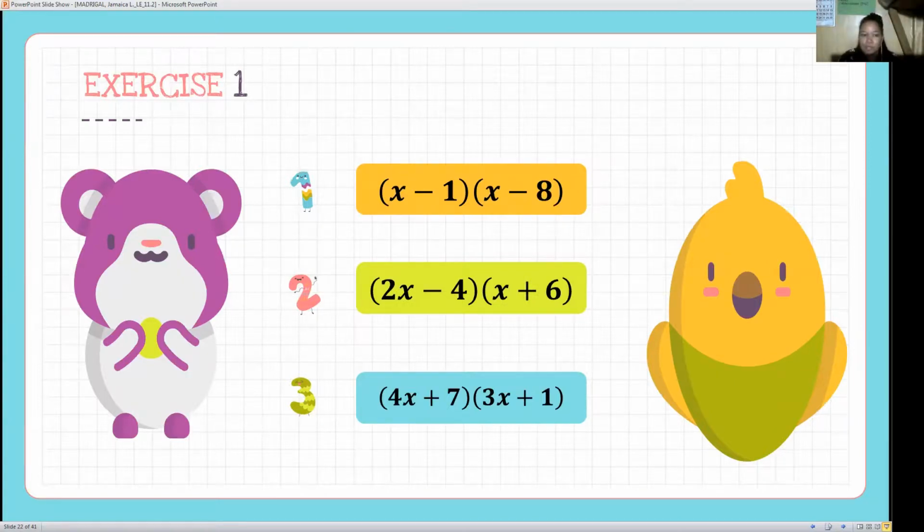Okay? To those students who will use the website, kindly screenshot and send it in our group chat. And for those students who will use DIY Algebra Tiles, kindly take a picture of your work, then send it to our group chat. Okay.